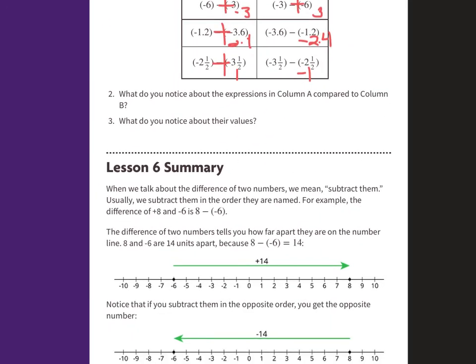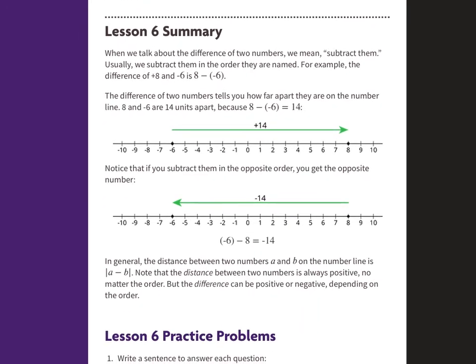And that's it. So looking at the summary, when we talk about the difference of two numbers, we mean subtract them. Usually we subtract them in the order they are named. For example, the difference of 8 and negative 6, 8 comes first in the problem, so it's going to be 8 minus negative 6. Now remember, when there are two minuses in the middle, it really turns into an addition problem. So it's really 8 plus 6, which is 14.